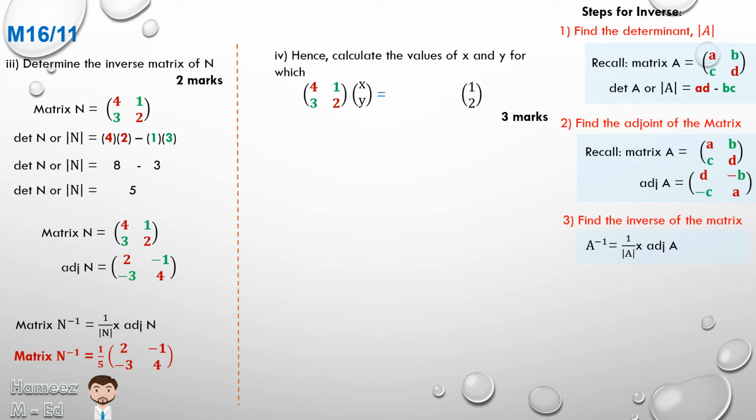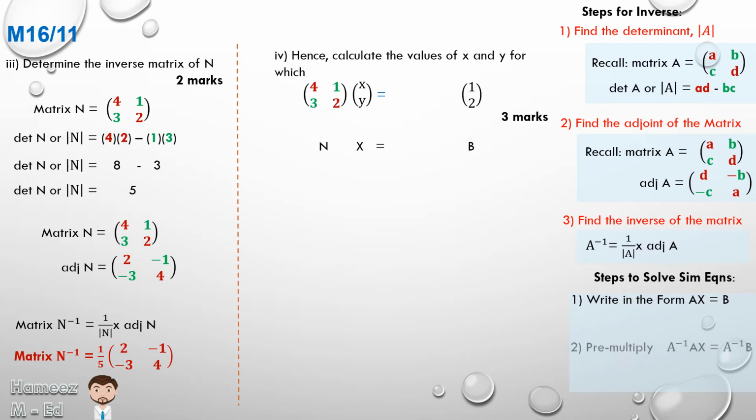So let's see. 4, 1, 3, 2, let's consider that is the matrix N, times x, y, that column vector, we'll call that X, equal to 1, 2, and we'll call that B. So NX equal to B, and if that's the steps to solve our simultaneous equations, we've just done step 1, which is to write it in the form AX equal to B. Step 2, pre-multiply on both sides. If we pre-multiply by A inverse on both sides, it will be able to remove the A and carry it across. So let's do that. NX equal to B, so N inverse N by X is equal to N inverse B.